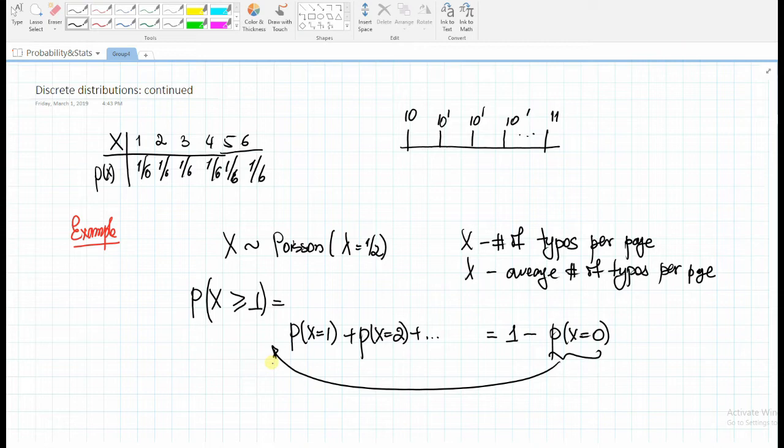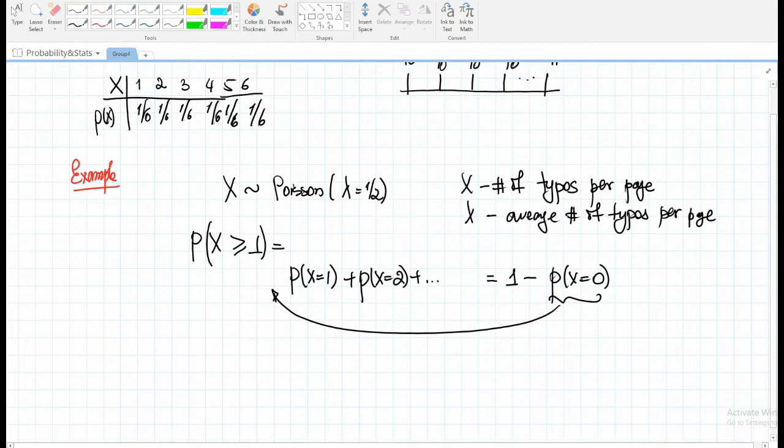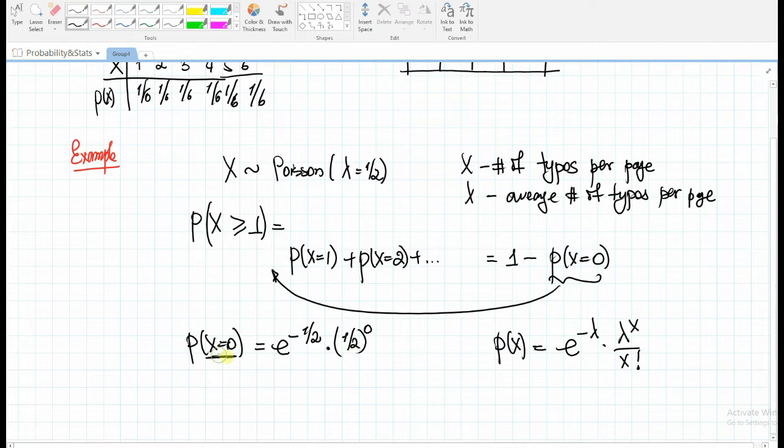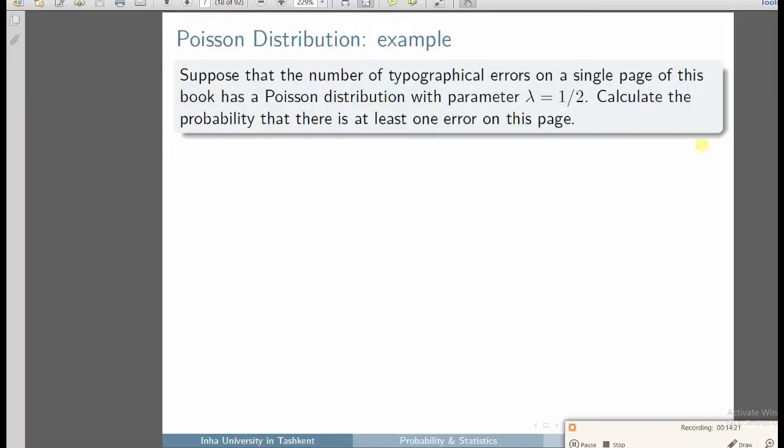But we know how to calculate p of x equal to 0, right? We know the probability of x using the Poisson distribution. It is e to the power of minus lambda multiplied by lambda to the power of x divided by x factorial, right? So we just need to plug everything into this formula. What is the value of lambda here? 1 over 2, right? So e to the power of minus 1 over 2, multiplied by 1 over 2 to the power of 0, divided by 0 factorial, will be simply e to the power of minus 1 over 2, and the probability of having at least one error is 1 minus e to the power of minus 1 over 2. Which is equal to almost 40%.